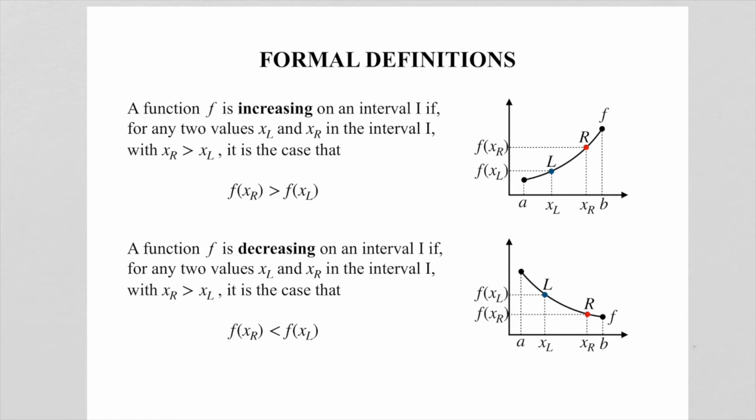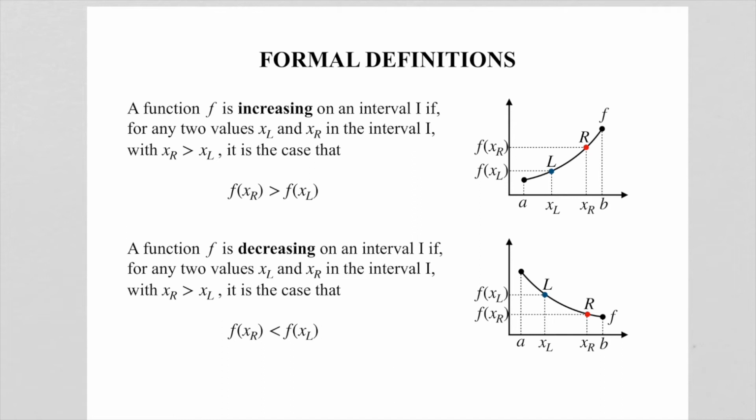Now, if you look at the sketch here, what we have here is an increasing function. Now, basically, we know that increasing means that the graph is going up. As we move from left to right, the graph is going up. Now, obviously, formally, that means that the point on the right is above the point on the left. So you can see here, XR is greater than XL, and f of XR is greater than f of XL. But it basically means that the point on the right is above the point on the left.